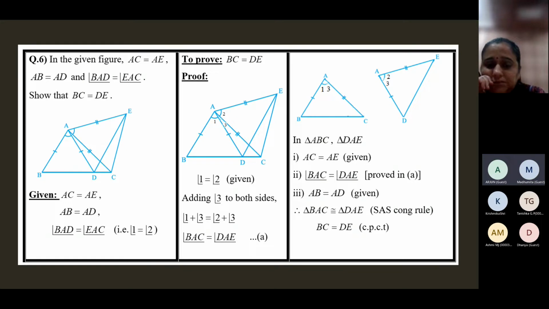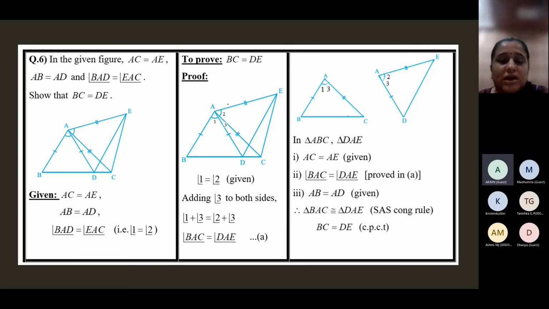Okay. And now taking triangle ABC and DAE, it's given to us that AC is equal to AE, and angle BAC is equal to DAE. We proved that previously. And AB is equal to AD. That information is also given, ma'am. So using side congruence criterion, we can prove that triangle BAC is congruent to triangle DAE, and by corresponding parts of congruent triangles, BC is equal to DE, ma'am. Very good. Correct. Very good.